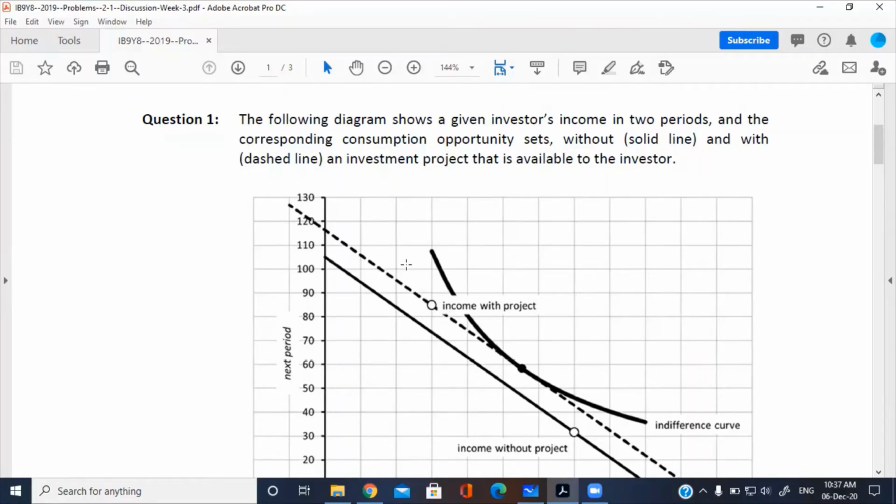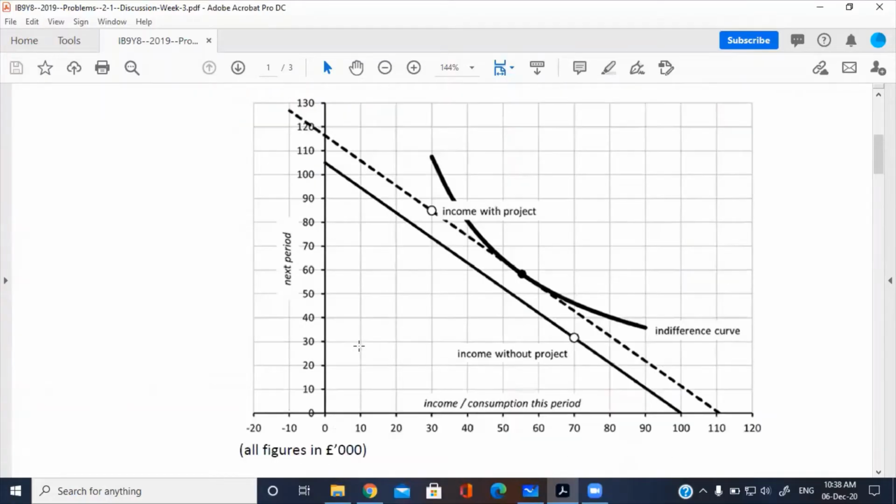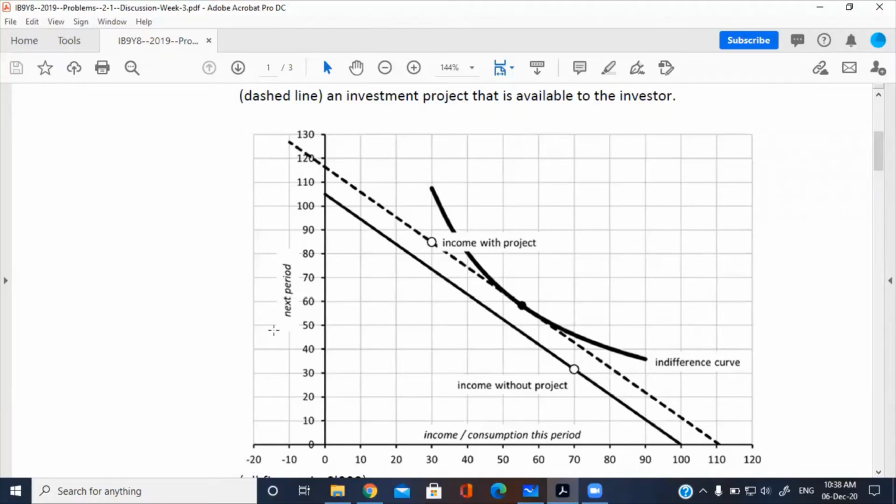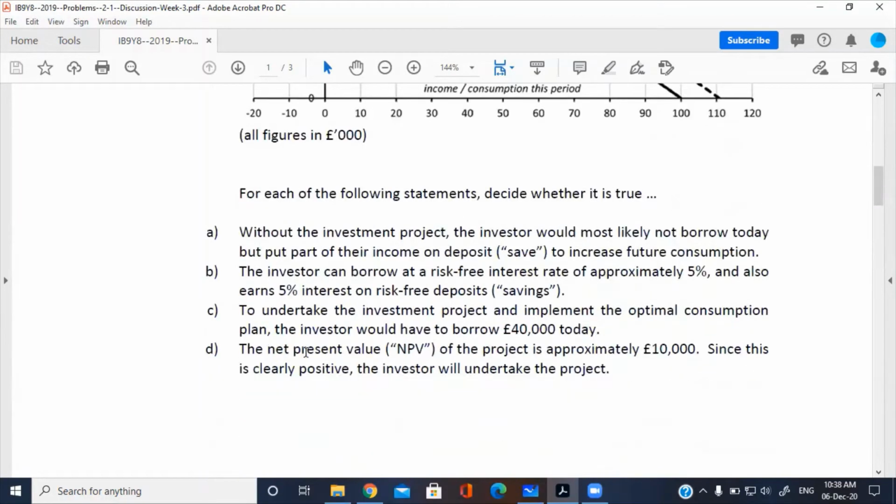And you see the indifference curve, and you also see the consumption opportunity sets, one without the project and one with the project. In the horizontal axis, we are representing consumption in the current period, and in the vertical axis, consumption in the next or future period. If you have attended the previous sessions, you must be familiar with this kind of diagram on which we have made discussion.